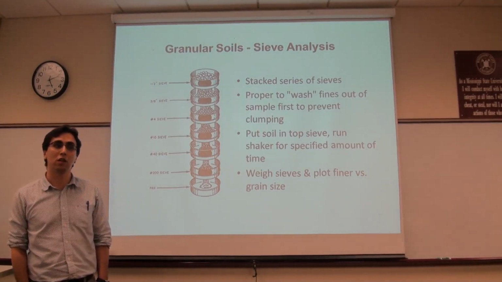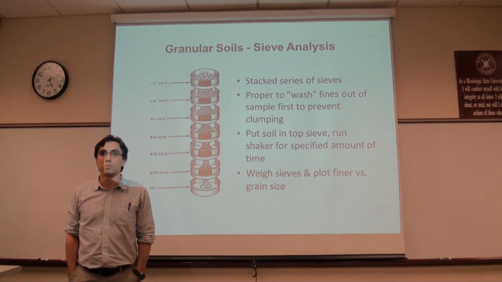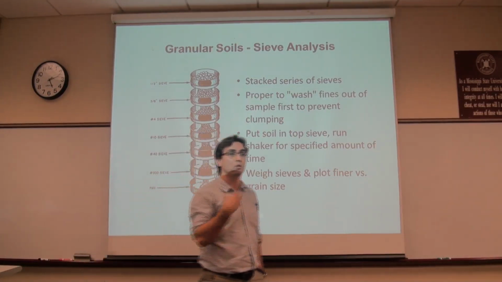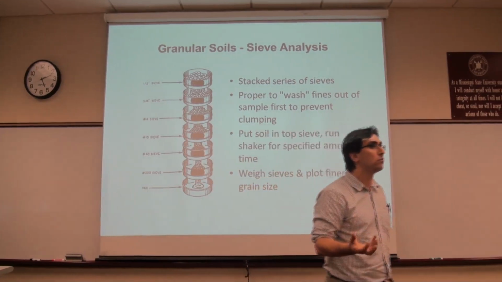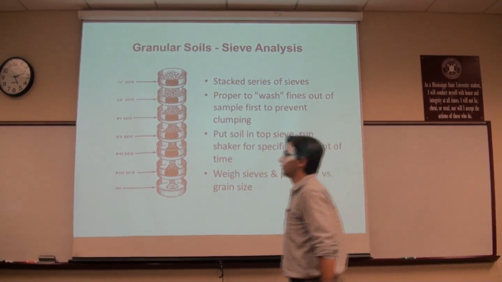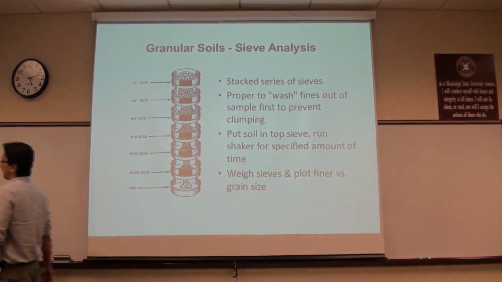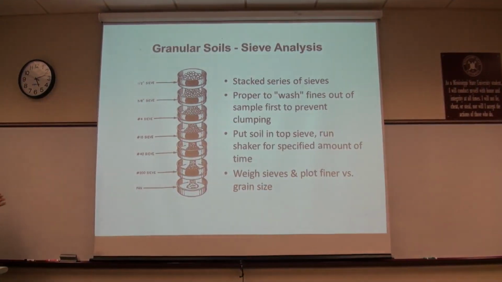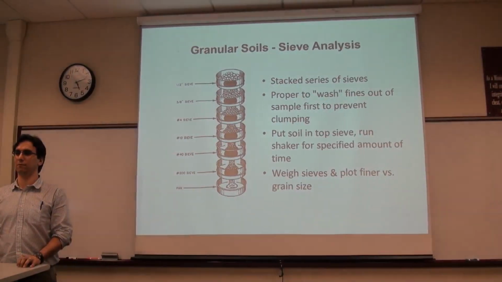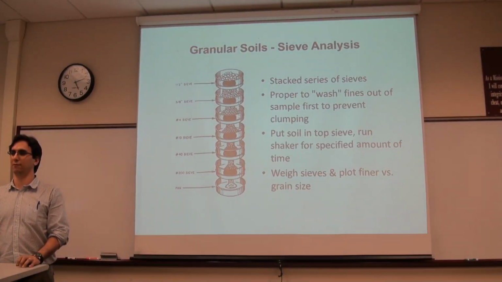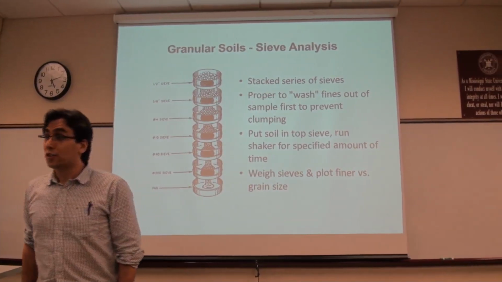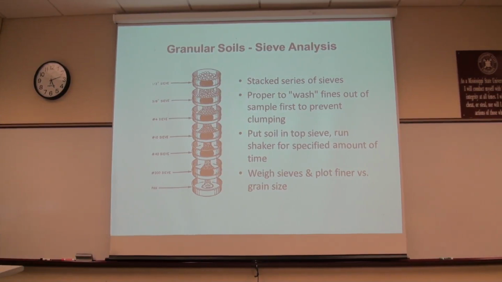size distribution. We use particle size distribution to characterize coarse grain material. Coarse grain material means sand and gravel. And what's the boundary between coarse grain and fine grain material? Number 8? Number 4? Fine. It's number 4. Coarse grain and fine grain.